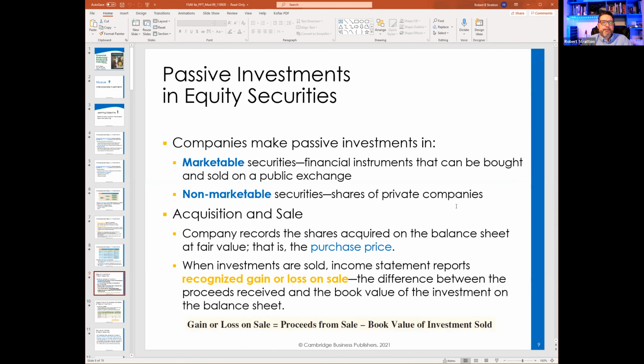Okay, so let's talk about that fair market value. Now, this fair market value is weird when we come to these investments, because it's one of the very few times where we report on the financial statements unrealized gains. So nowhere else, or very, very rarely, do we account for unrealized gains on balance sheet and income statement, except for here.